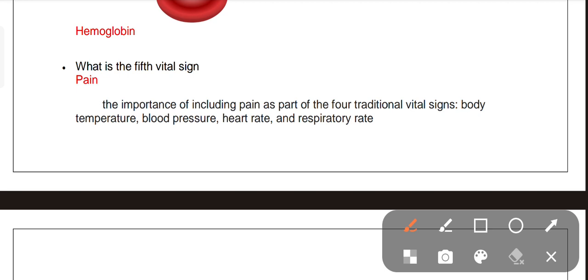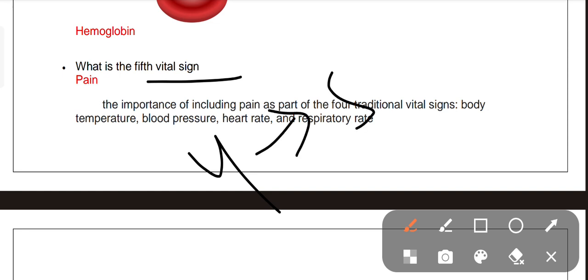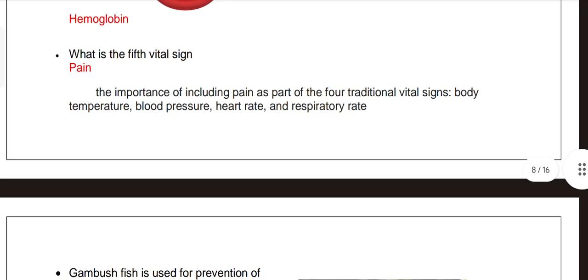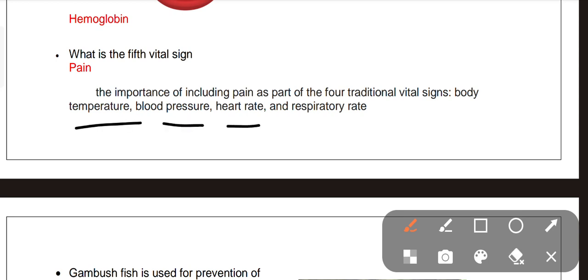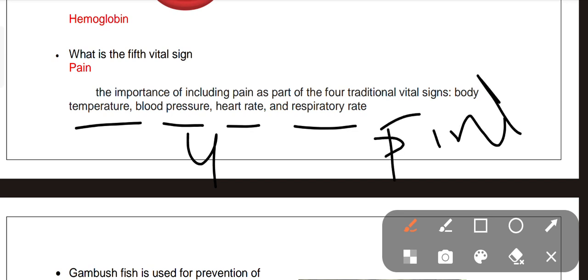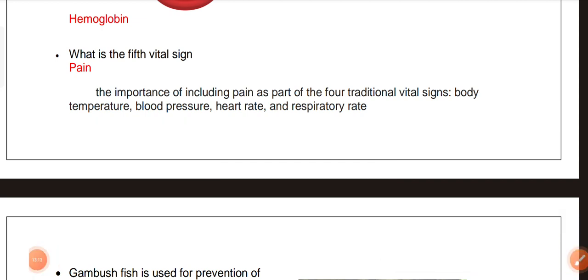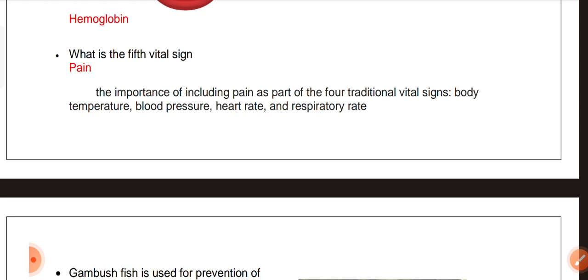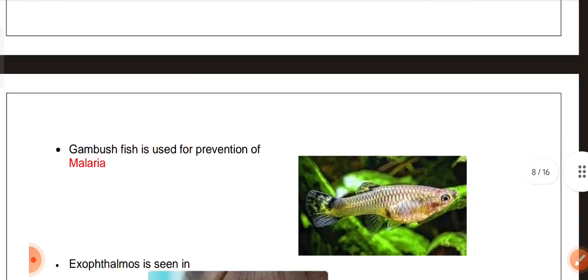And what is the fifth vital sign? We commonly know there are 4 vital signs, but recently it has turned to 5. The 4 vital signs are temperature, blood pressure, heart rate, and respiratory rate. But pain has also become a vital sign. So the importance of including pain as part of the 4 traditional vital signs, temperature, blood pressure, heart rate, and respiratory rate, along with that, pain is also the fifth vital sign.